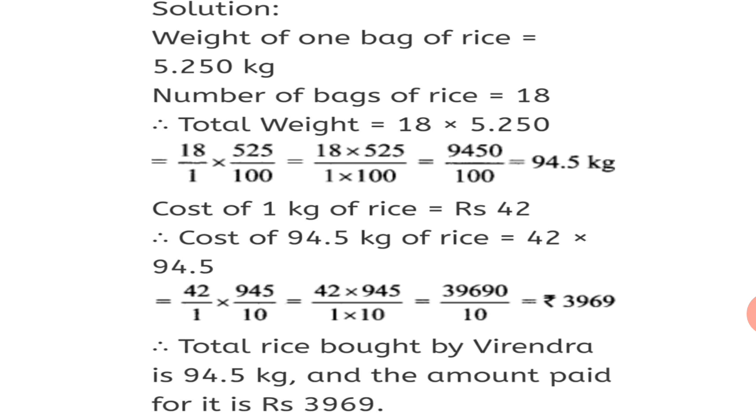So this is equal to... Final answer: count 2 digits from the right, that is, after 94 there will be a point. So 94.5 kg is the total weight of rice that he bought.